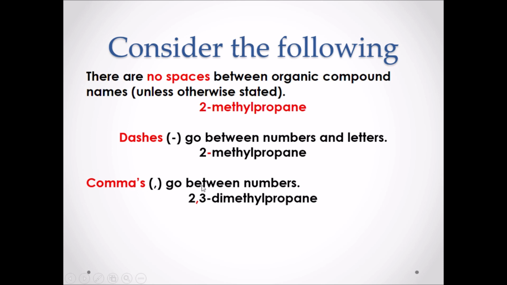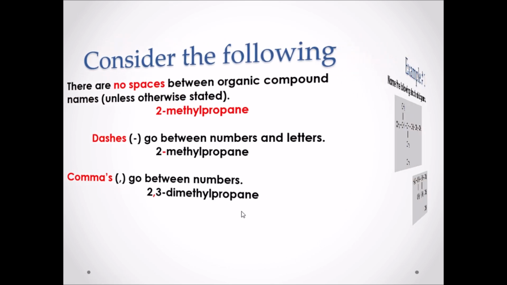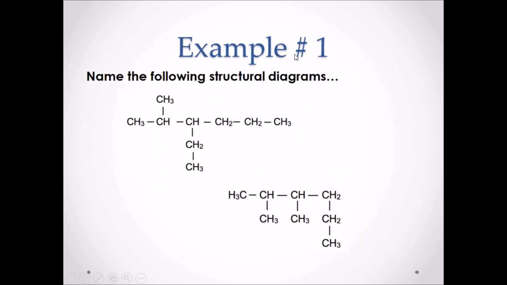And commas go between numbers. For example, 2,3-dimethyl. Example number 1. Name the following structural diagrams. Pause the video and attempt this example.